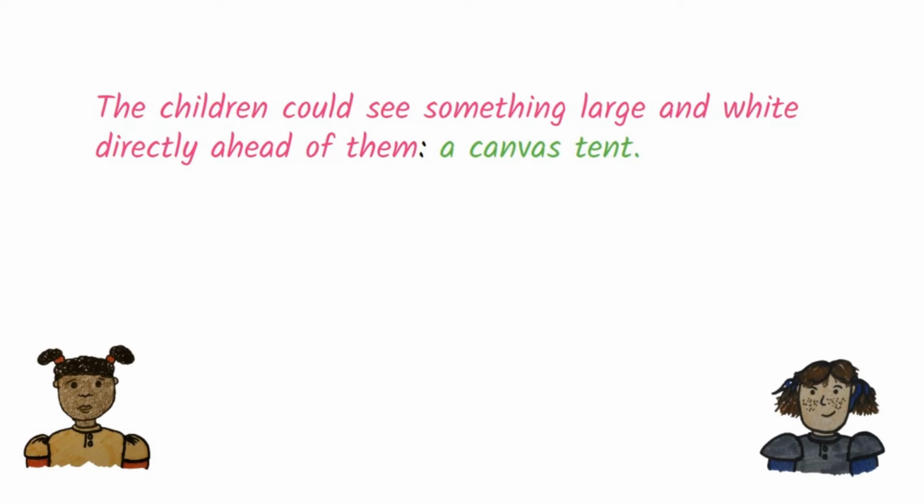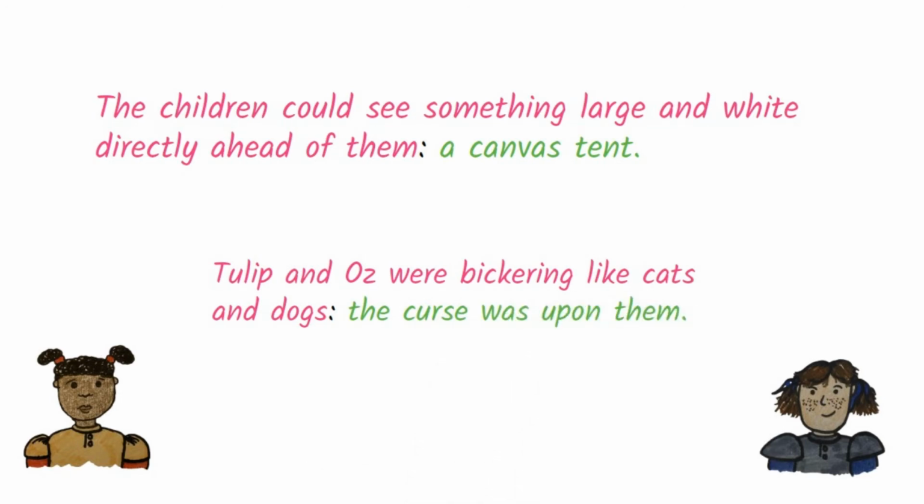The children could see something large and white directly ahead of them: a canvas tent. The main clause can be seen here in pink. In green, we have an extra piece of information which explains the idea in the main clause. In this sentence, it explains what the large white object was. The colon is used to link the main clause to the further explanation.